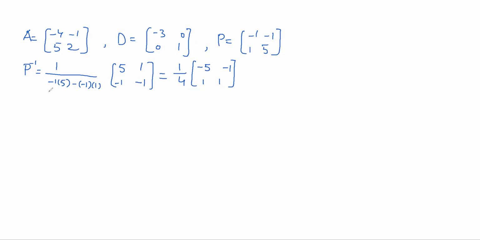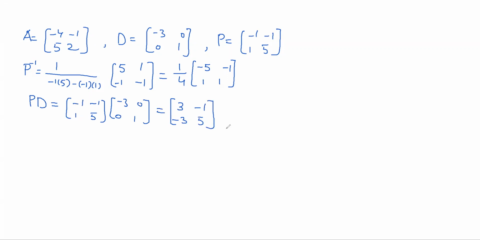So now you can verify it. For this verification, first I will do PD. P is minus 1, minus 1, 1, 5, and D is minus 3, 0, 0, 1. So the first column will be multiplied by minus 3, so it will be 3 and minus 3. And the second column will be multiplied by 1, so it will remain as minus 1 and 5. So this will be the result of PD.